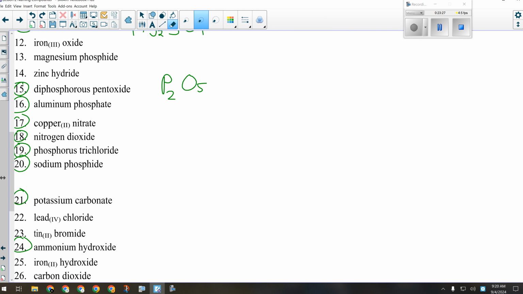Okay, aluminum phosphate, ionic or molecular? Ionic. Aluminum is a 3+, and phosphate is PO4, a polyatomic ion, and it's a 3-, I believe. Is that one okay if I just take out the charges? Yeah, because they already add up to 0. So that would be my formula then: AlPO4. Could put brackets around the PO4 if you want, but they're not necessary.